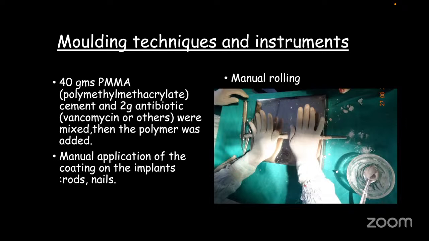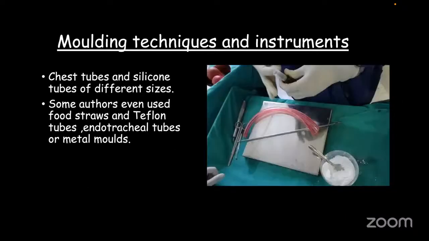I think this slide must be from either Dr. Chandak sir or Dr. Gadegone. I don't recollect, but I give them the credit. Very often in most of the published series, what is commonly used are either straws, tubes, or catheters, but the commonest are silicone tubes in various diameters, which have been used as a mold to give a smooth covering.